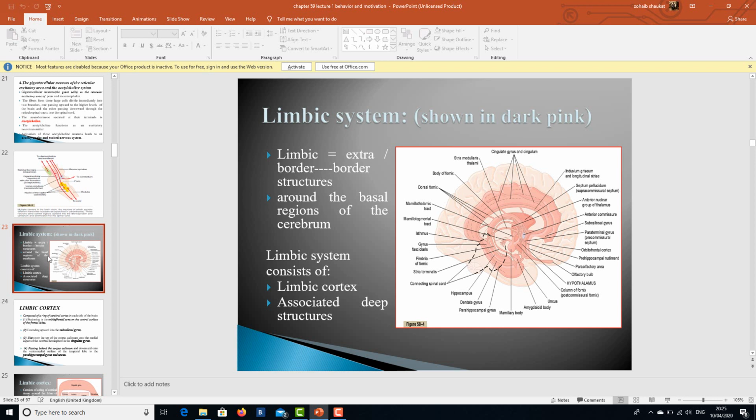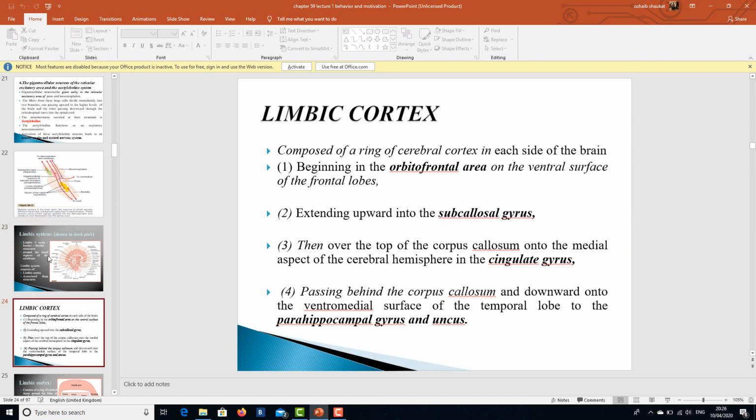So you are all desired to make and label the diagram of the limbic system. You can see the limbic system, the extra border structures around the basal regions of the cerebrum, consisting of limbic cortex as well as the associated deep structures. And we are going to learn about this limbic system in the second lecture.